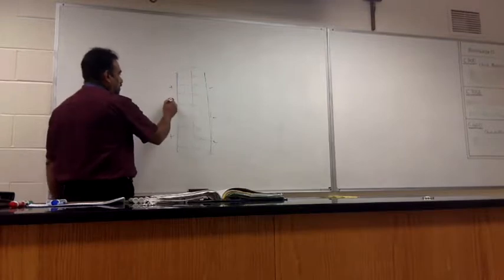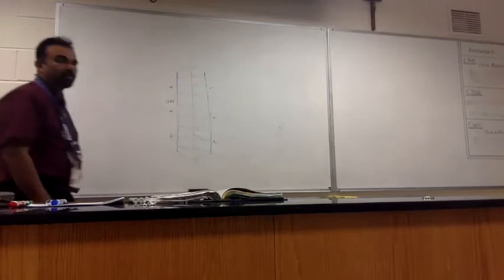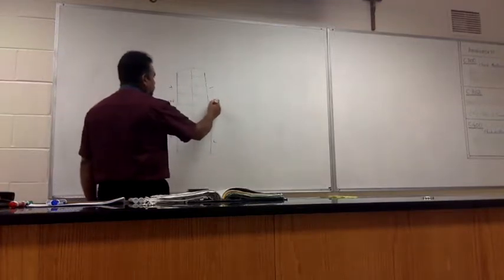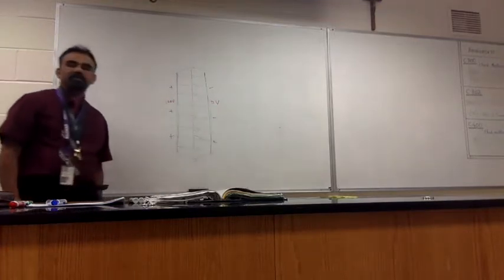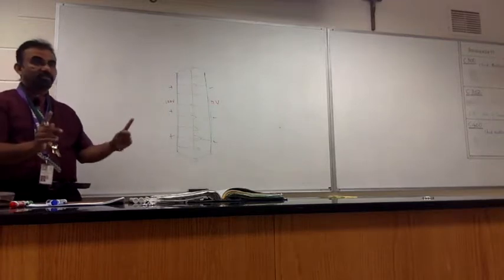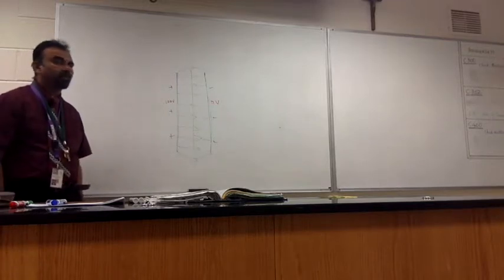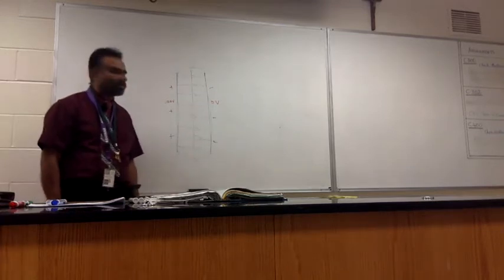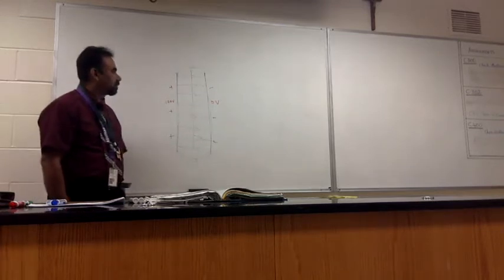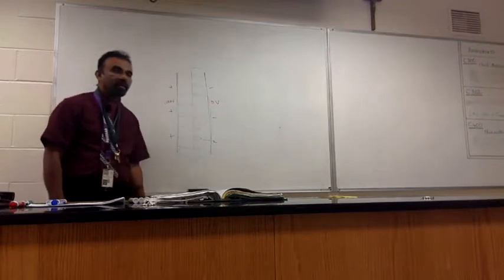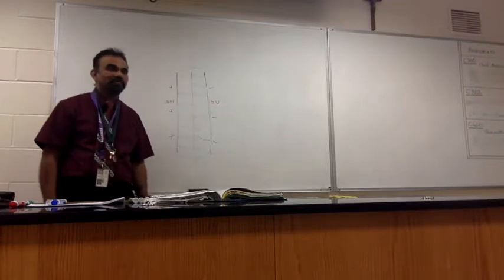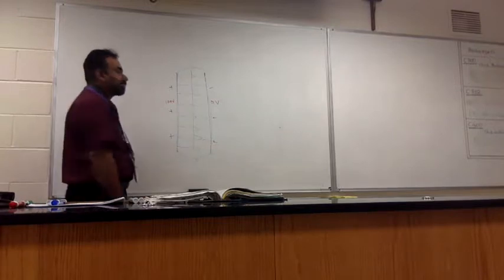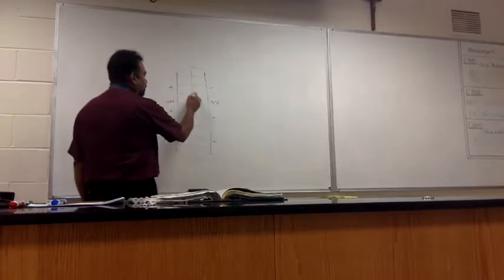So if this is a 100-volt potential, and this side is a 0-volt potential. So what is the potential difference? 100 volts, right? So potential difference from here to here is 100 volts. What is the middle line? How many volts? 50. So the middle line is going to be 50 volts.